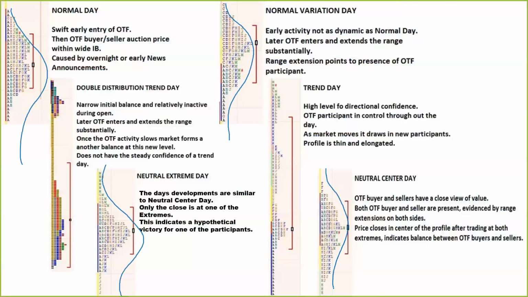All right. Trend. I mean, you know what a trend day is when prices consistently move in one direction and create a big, long, elongated profile. That's a trend day. When price forms a narrow balance to begin with, and then takes a jump higher and makes a new balance, that's double distribution trend.